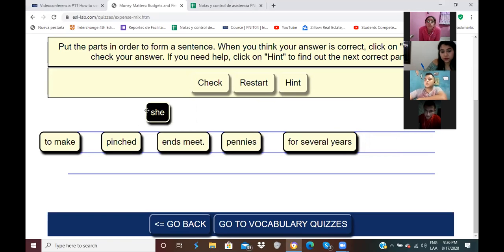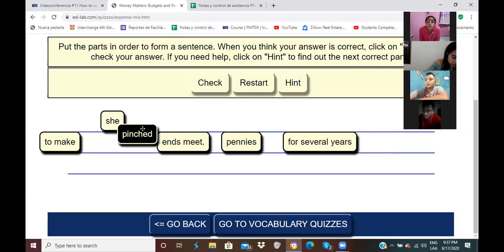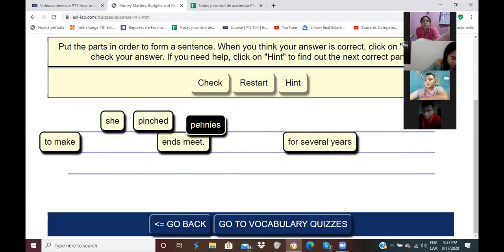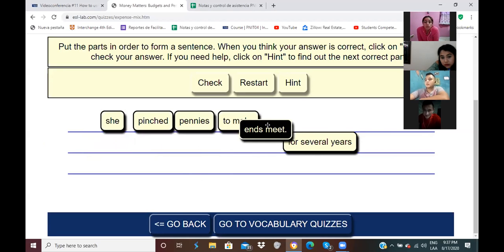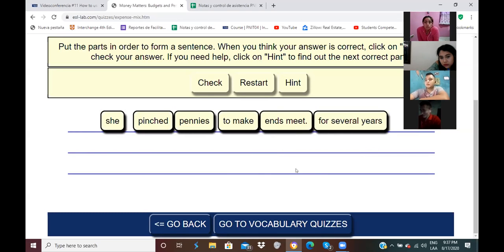Ella. Who? She. Okay, she. Next. For 7 years. She pinched pennies, and meat, to make. For several years, okay. She pinched pennies to make ends meet for several years.